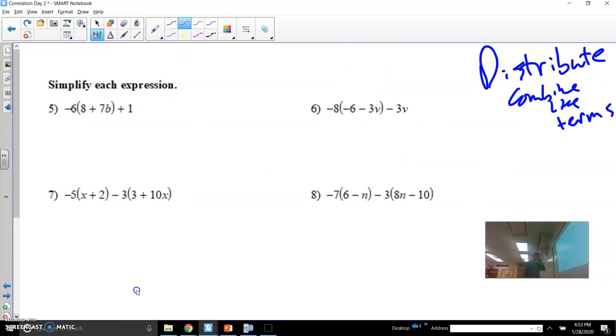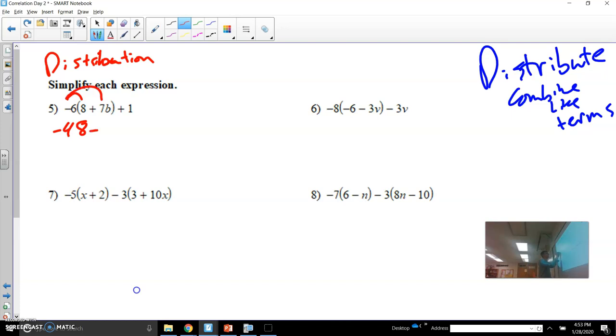So when you're talking about simplification of expressions, it's not that we're solving for the value of the variable. We're really just cleaning it up, making it look more compact, more smaller in a sense. So let's start with number 5 with multiplication. This is called distribution. Distribution is a form of multiplication. So -6 multiply 8, -48.